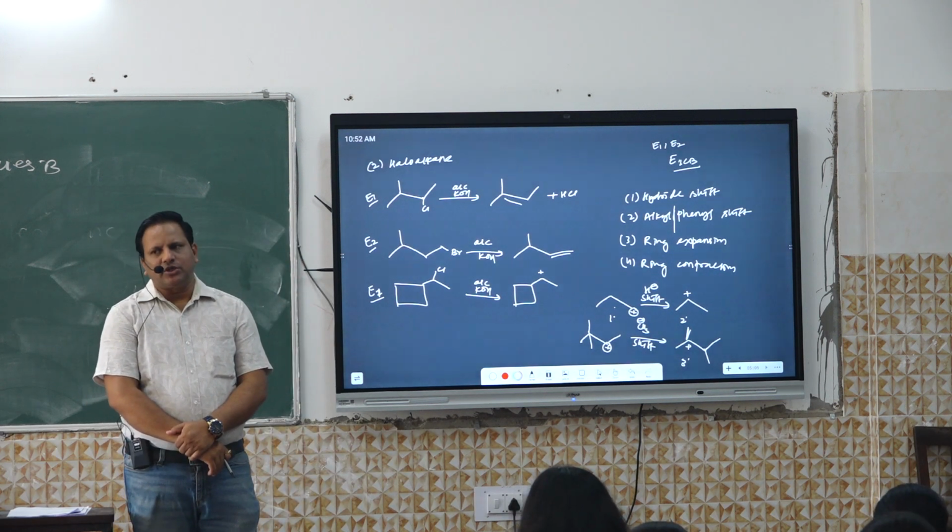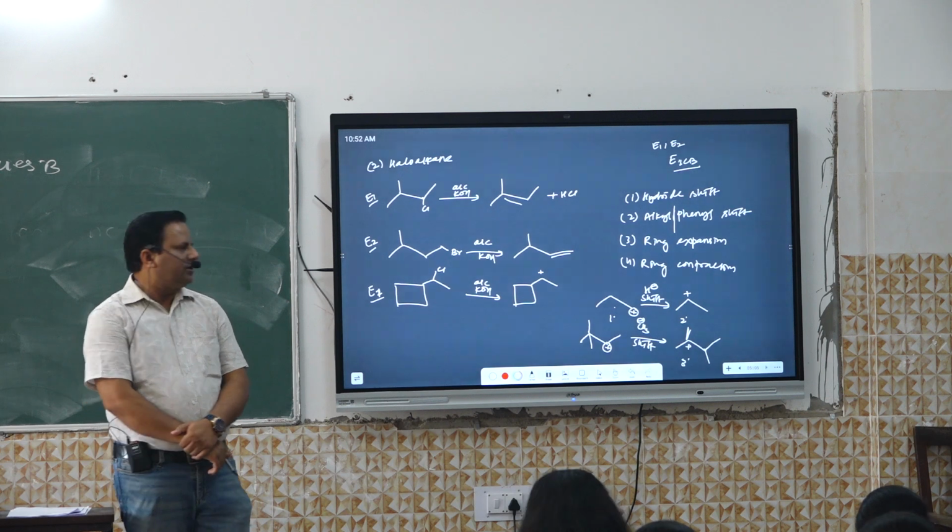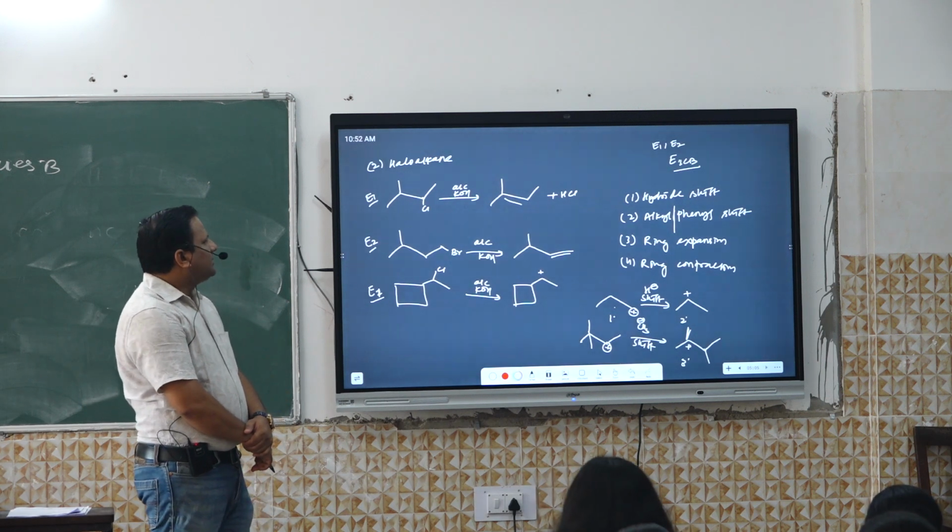Which one is more stable? Of course, tertiary is more stable than the secondary. Similarly, phenyl shift.